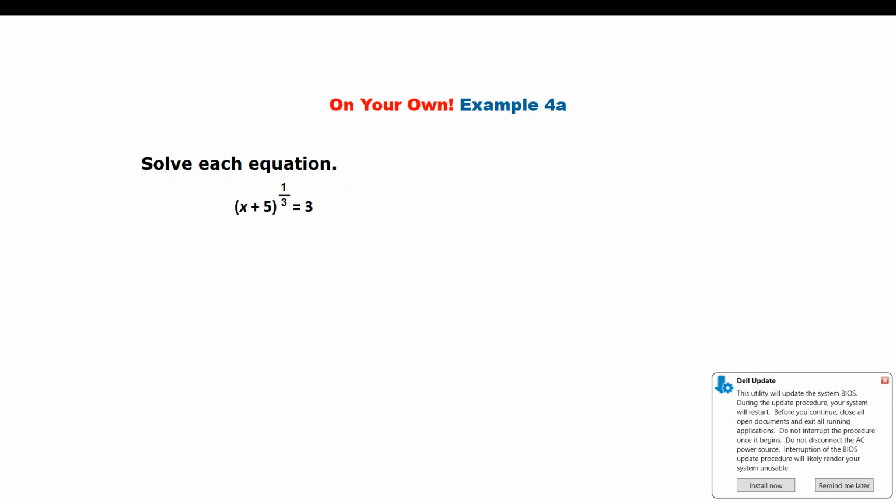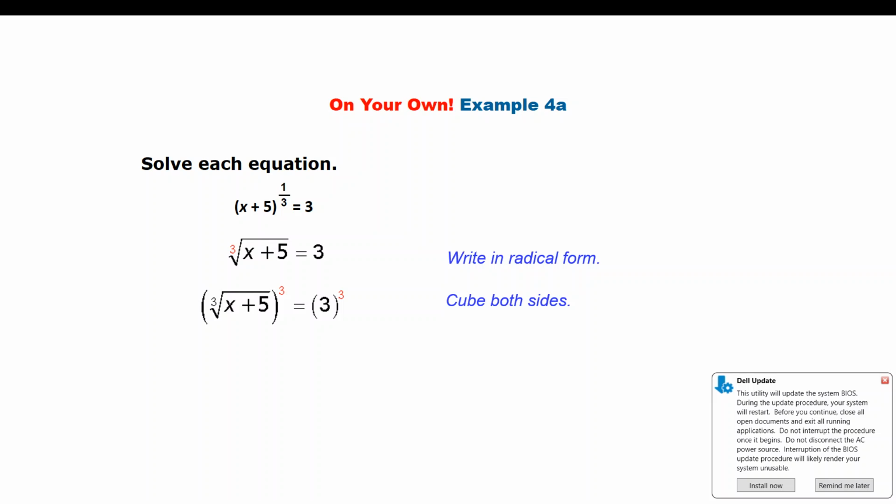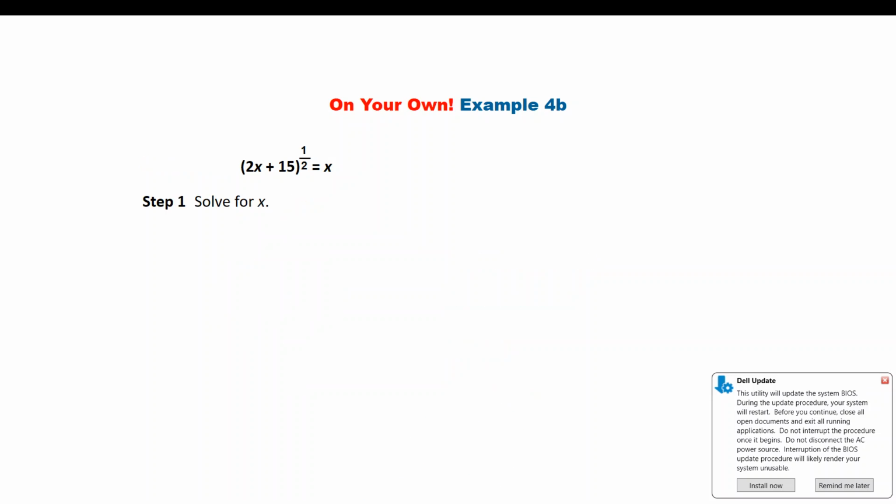All right, so the first thing that we need to do is notice that this is raised to the 1/3 power, so we can go ahead and write it in radical form here. And once I have it in radical form, then all I need to do is cube both sides. By doing that, I get rid of my radical sign, so I have x plus 5 equals 27. And now I can just solve for x, so x equals 22. All right, turn your video off and try this one on your own.